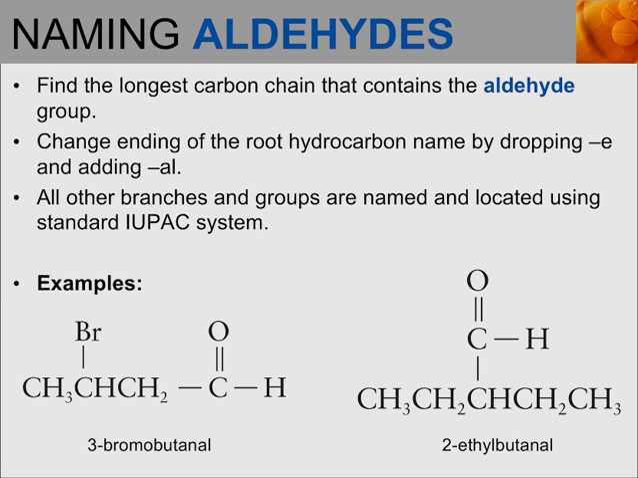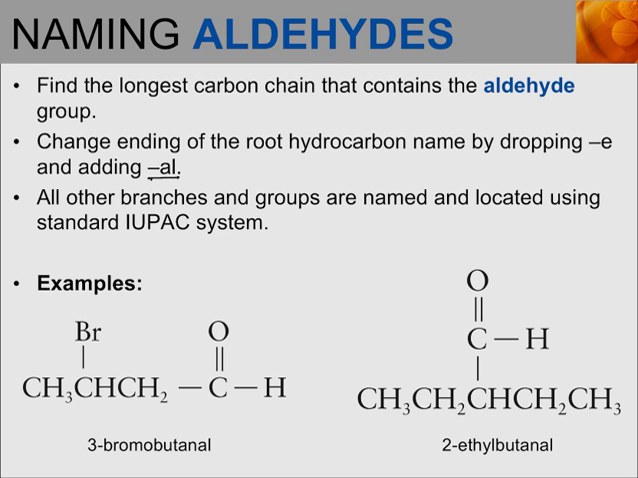Okay, so let's talk about how to name aldehydes first, and then we'll talk about how to name ketones. So it's pretty simple. We're going to, again, find the longest carbon chain that contains the aldehyde group. Then we're going to change the ending of the hydrocarbon name. So for instance, if we had one carbon, maybe we call it methane, but then we're going to drop the E and add AL on the end.